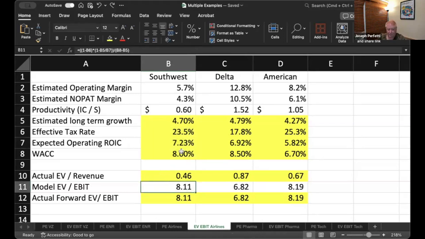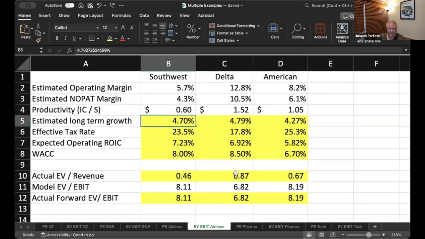So when we do EV to EBIT, we are doing the WACC, not the cost of equity. We're doing the ROIC, not the ROE. We are doing the tax rate, expected tax rate, similar to the DCF tax rate. This is the long-term ROIC, and this is the long-term growth rate, not the 1-year growth rate. Okay, so why on an enterprise value basis is Southwest trading at a premium to Delta?